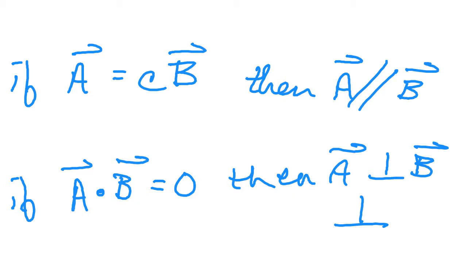And why is that? There's a simple proof of this last one, and we can use our theorem. What would cosine theta be if they're perpendicular? If they're perpendicular, theta would be 90 degrees, right? Or pi over 2 radians, right? And of course, what's cosine of pi over 2?